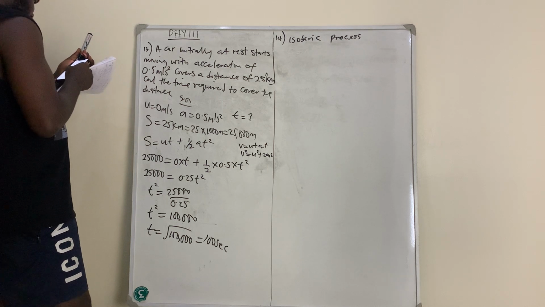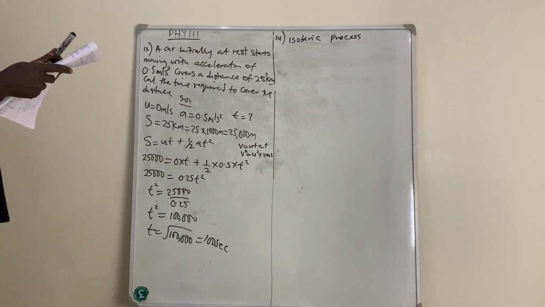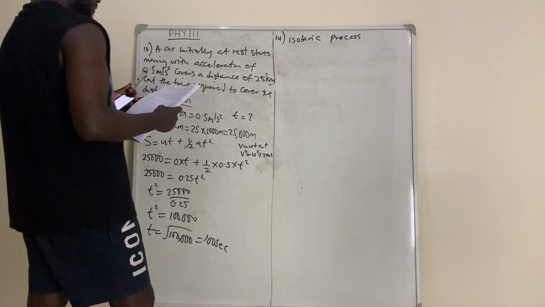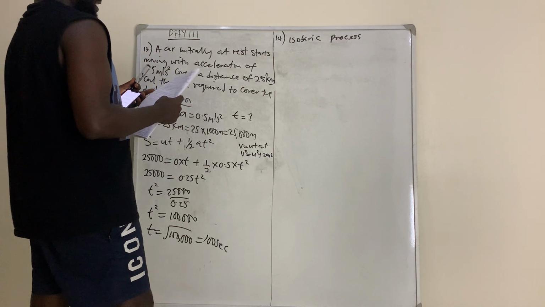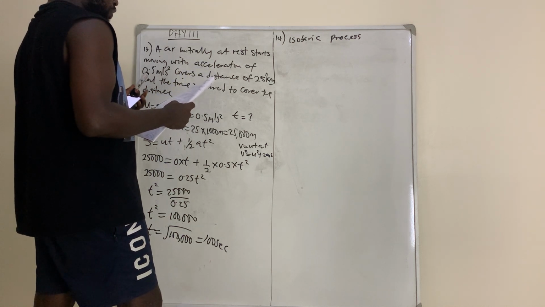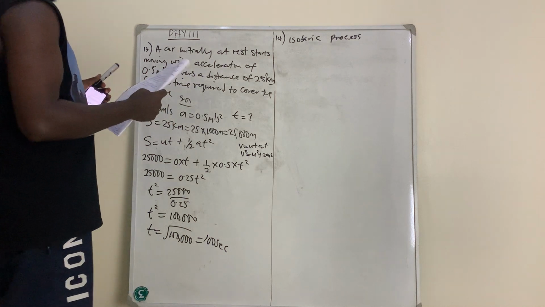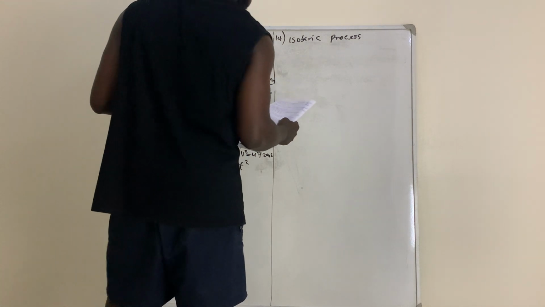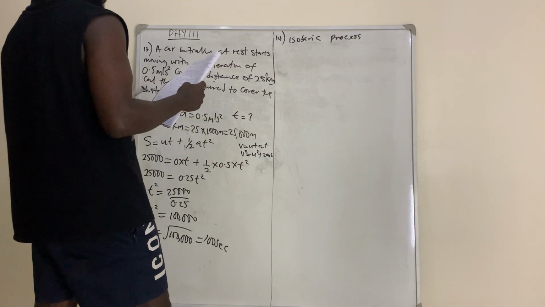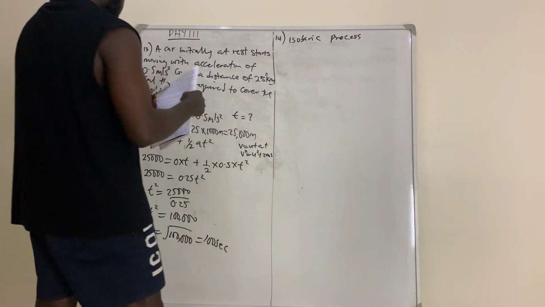Question number 16 said we should define SHM, which is simple harmonic motion. So you can do the research, but from the research, I have that simple harmonic motion is simply a special type of oscillatory motion in which the restoring force is directly proportional to the distance of the body from its mean position. All right, it is a special type of oscillatory motion.